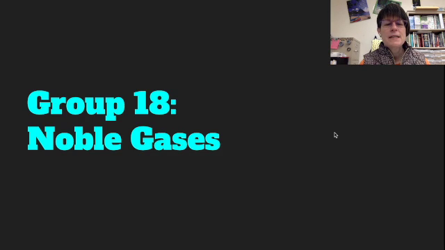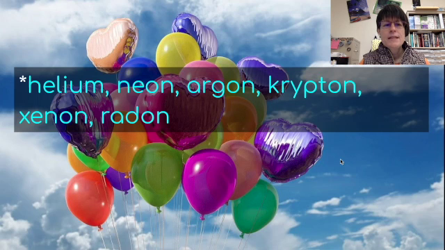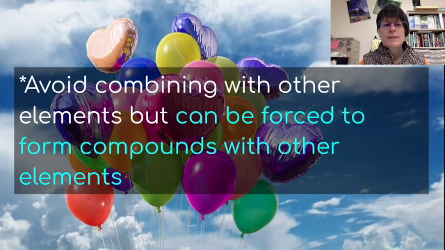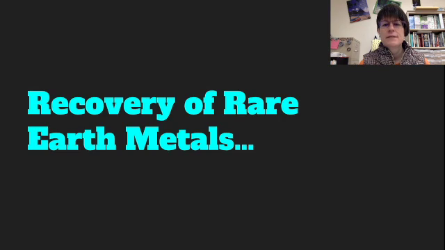In group 18 are the noble gases, the last group on our chart. These are helium, neon, argon, krypton, xenon, and radon. They avoid combining with other elements, but can be forced to form compounds with other elements. So they don't like to, but they can be forced to. And they have 8 valence electrons. That's why they're pretty happy, because they have an octet.